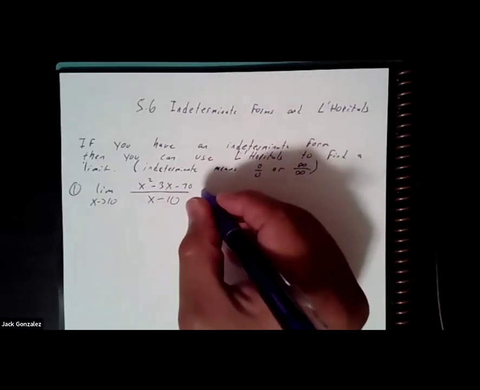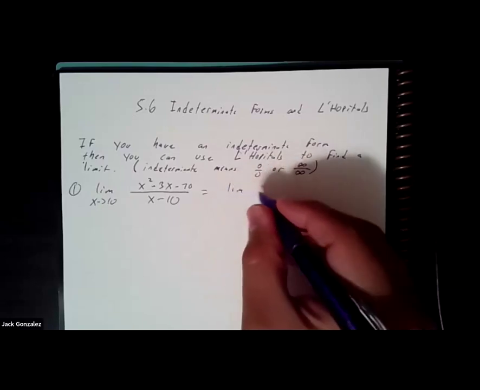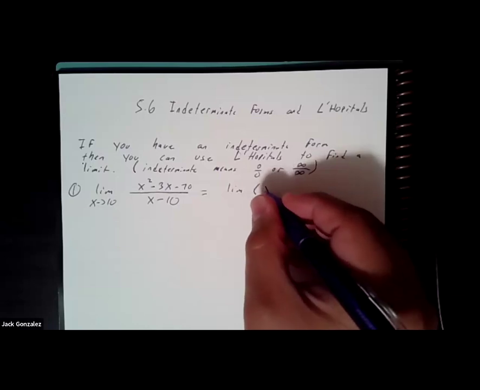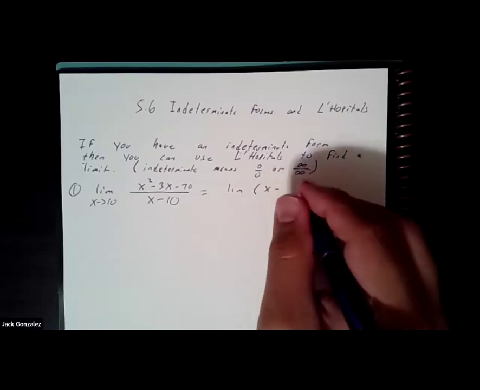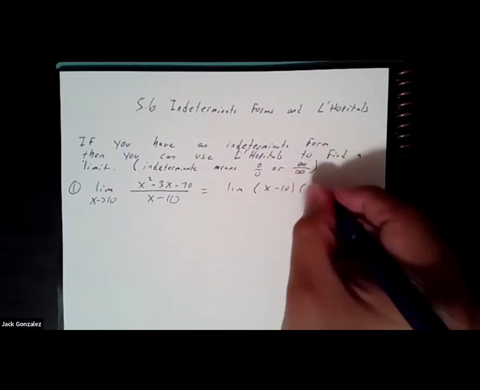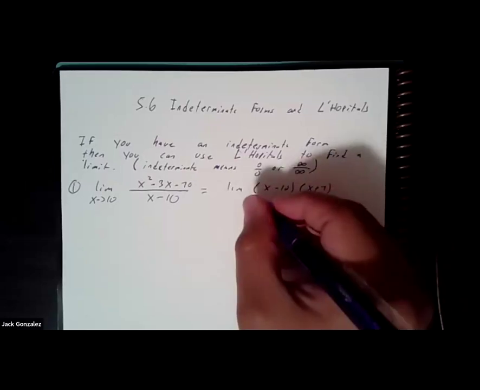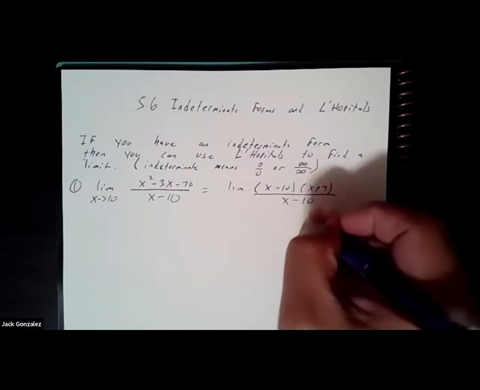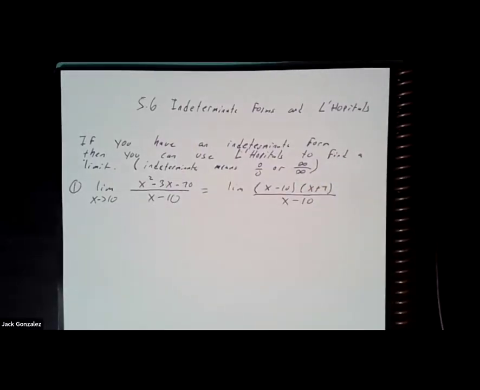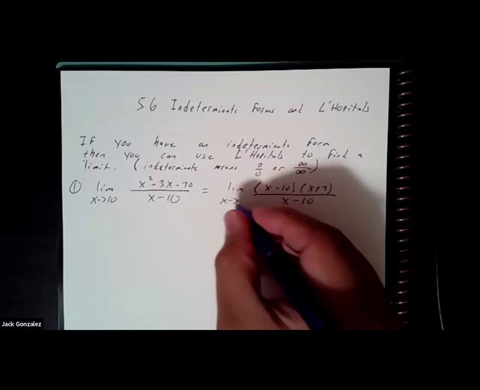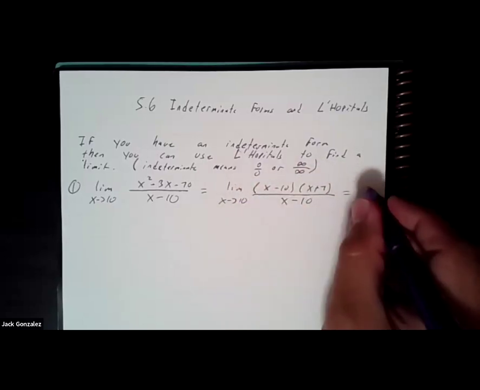So you should see right away when you factor, this top part becomes what? X minus 10, x plus 7, or x minus 10. So when I take the limit, you'll see it's going to be 0 over 0.